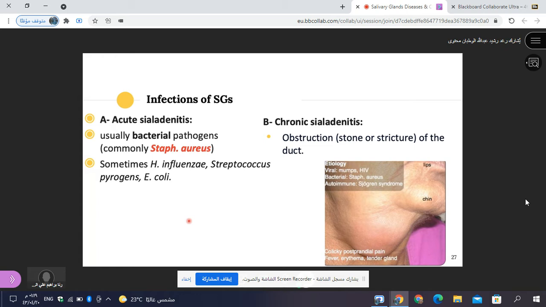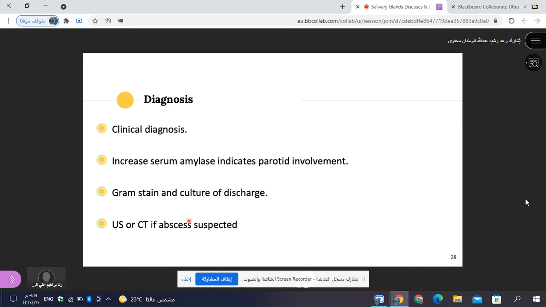And for the chronic, when there is obstruction of the duct, this obstruction will lead to chronic infection. This is due to stone or stricture. Okay, and now let's move to the diagnosis. For the diagnosis, we can diagnose it clinically, or increased serum amylase usually indicates parotid involvement. Culture of the discharge is very useful, and we can use ultrasound or CT if the abscess is suspected.